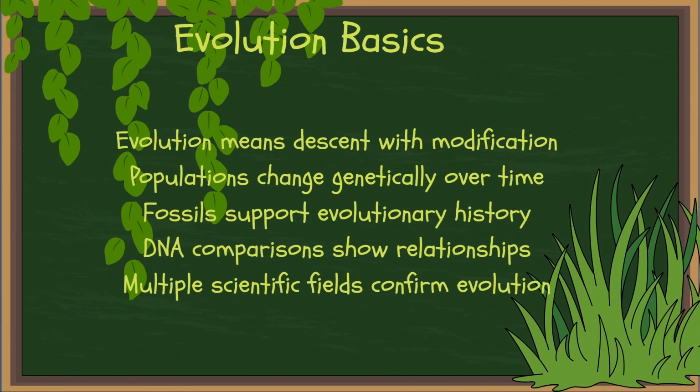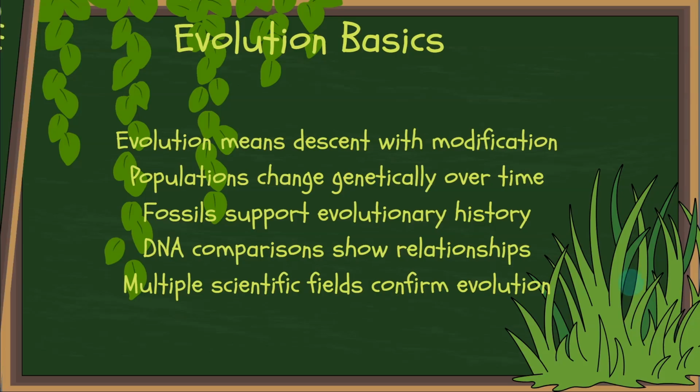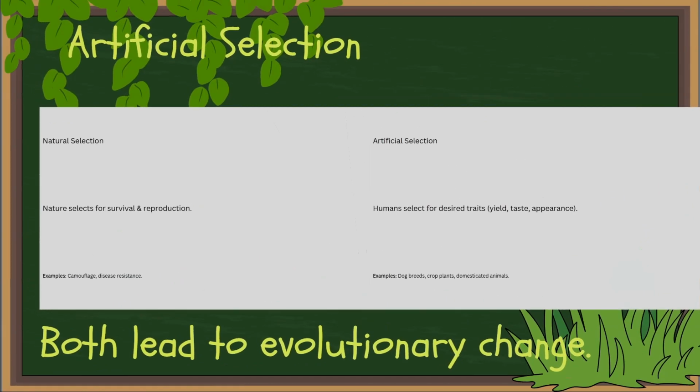Evolution basics. Evolution means descent with modification. Populations change genetically over time. Fossils support evolutionary history. DNA comparisons show relationships. And multiple scientific fields confirm evolution. Artificial selection. Both lead to evolutionary change. Natural selection: nature selects for survival and reproduction, like camouflage and disease resistance. In artificial selection, humans select for desired traits, like dog breeds, crop plants, and domestic animals, usually for more yield, taste, or appearance.